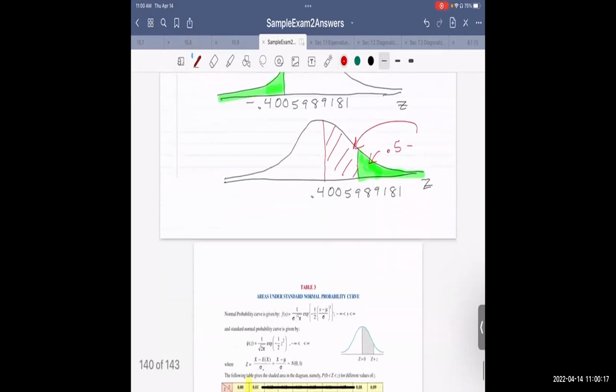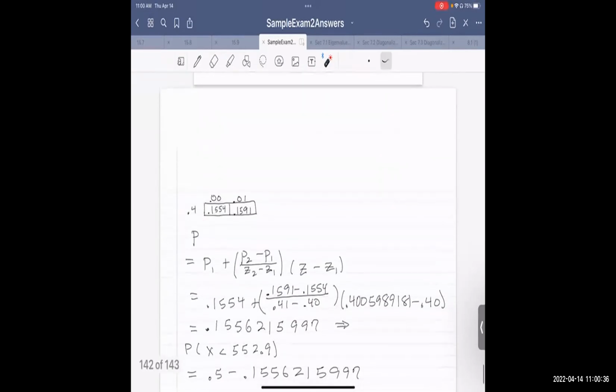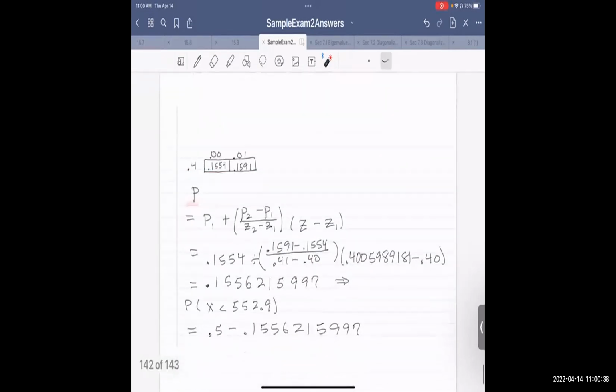Okay, so let's look at 0.4. This is somewhere between 0.40 and 0.41. So somewhere between 0.40 and 0.41. So 0.1554 and 0.1591. So P is equal to 0.1554 plus 0.1591 minus 0.1554 divided by 0.41 minus 0.40 times this.